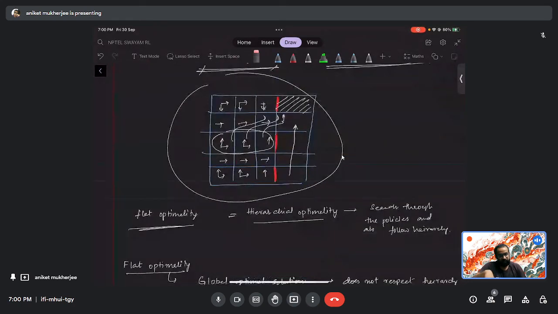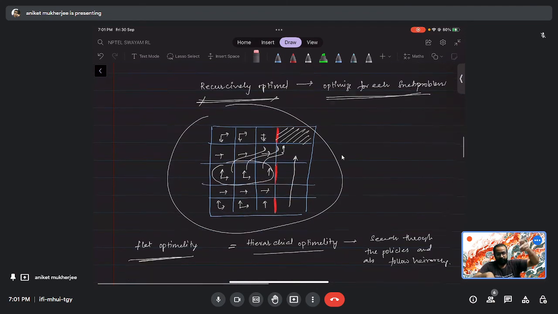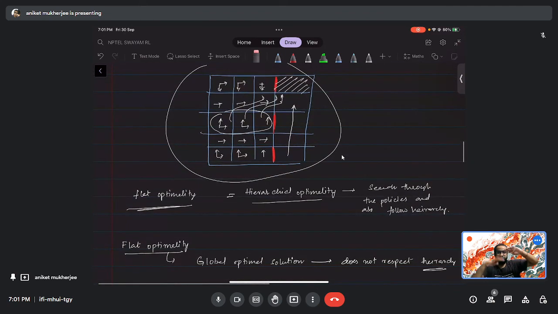Hierarchical optimality is you search the policies and also follow the hierarchy. You see whether the sub-policies that I have generated for both the problems, when combined together, give me an optimal policy. So hierarchical optimality is better than recursive optimality. Flat optimality is straight out, it does not respect hierarchies, it just solves for the global optimal solution. It doesn't respect the hierarchies.